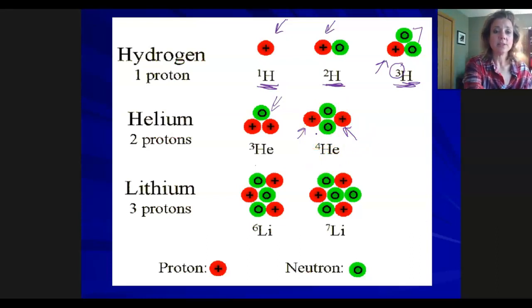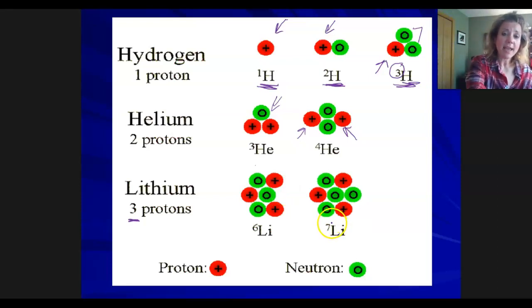All right, lastly, let's look at lithium. 2 forms of lithium. All lithium has 3 protons, and I know that because that's the atomic number for lithium. In lithium-6, I have 6 nuclear particles. I know 3 of them must be protons, and so the other 3 must be neutrons.